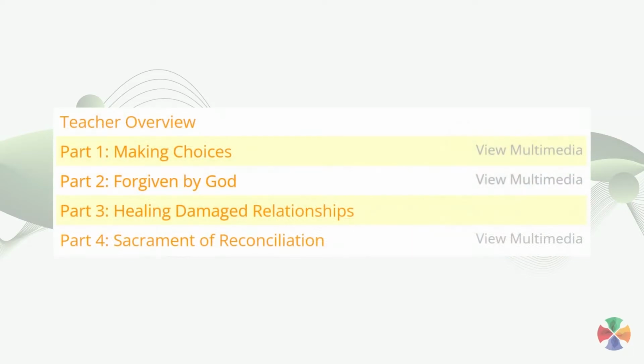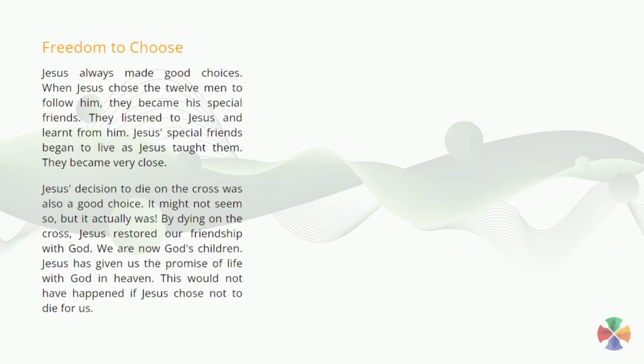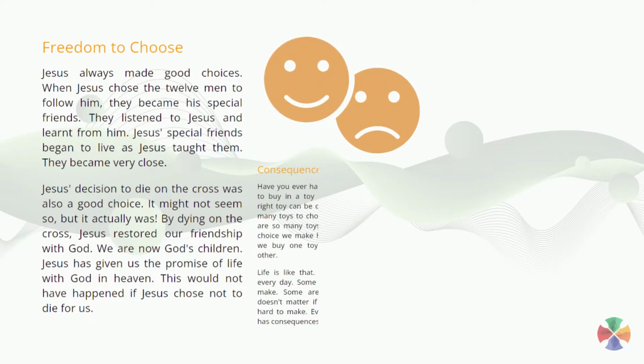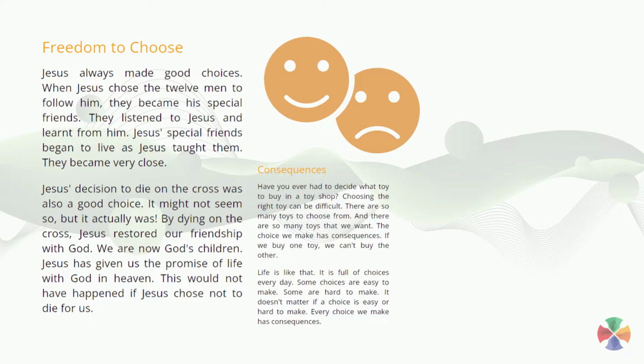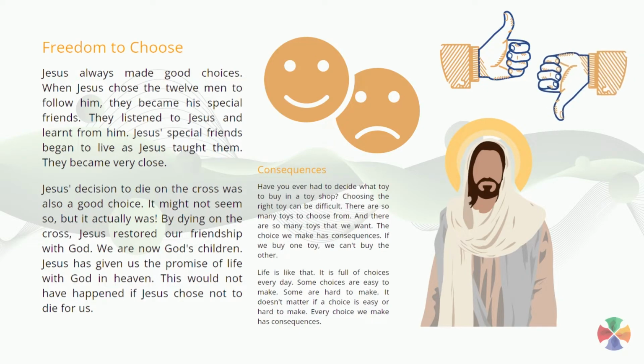The first 3 parts of the unit prepare the student to understand the reasoning and practice of the Sacrament of Reconciliation. Part 1 introduces the idea of freedom of choice and what constitutes good and bad choices. This content shows how choices have consequences and then ties the idea of making choices back to Jesus. Part 1 concludes by helping students to identify loving and unloving choices.